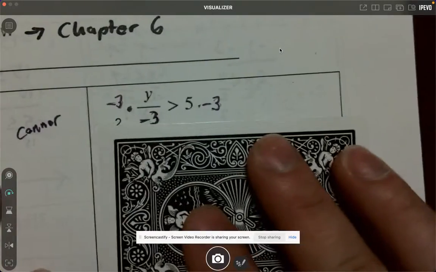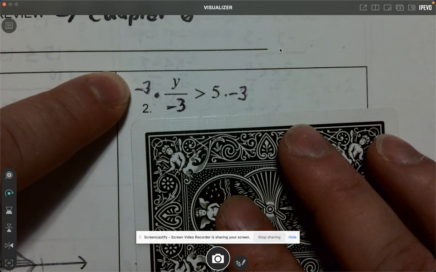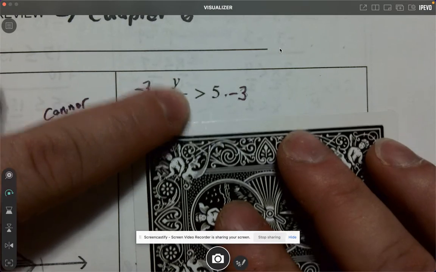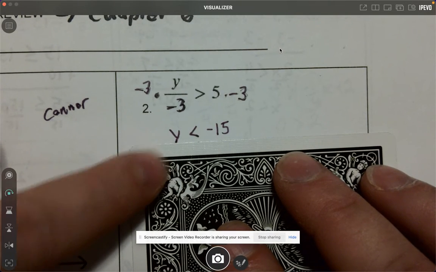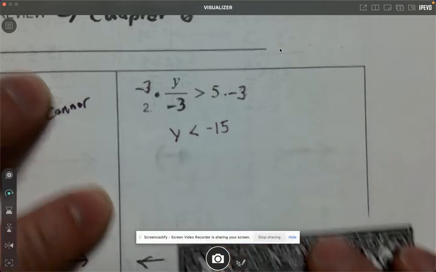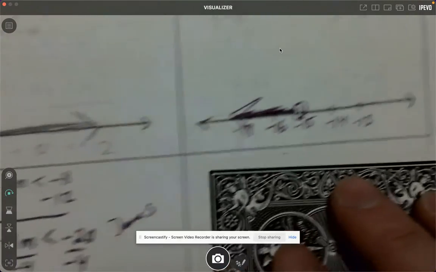This next one is the first time we saw in class when you multiply by a negative or divide by a negative, you flip the sign. So now it's less than -15. So again, not a closed dot, open dot, shaded to the left, less than.